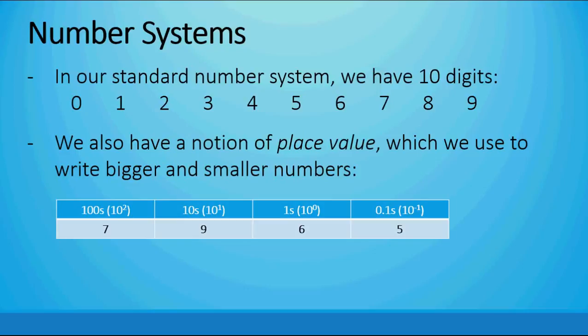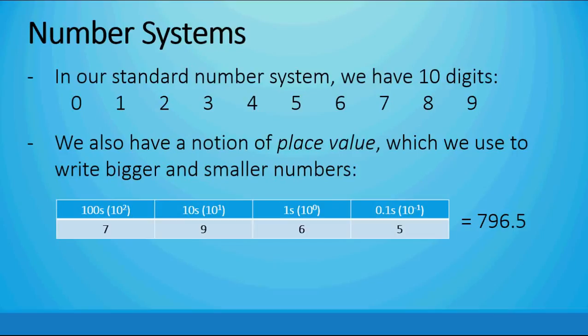For example, in this number here, which I've got written in this table, we have 7 hundreds, 9 tens, 6 ones, and then 5 0.1s. And that, of course, is how we write 796.5 in our standard number system. The position of each digit represents the value. That's why it's called place value or positional number system. So place value is important.